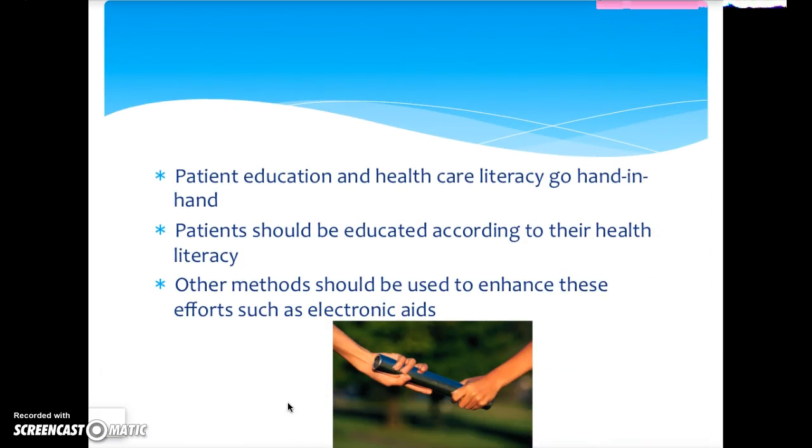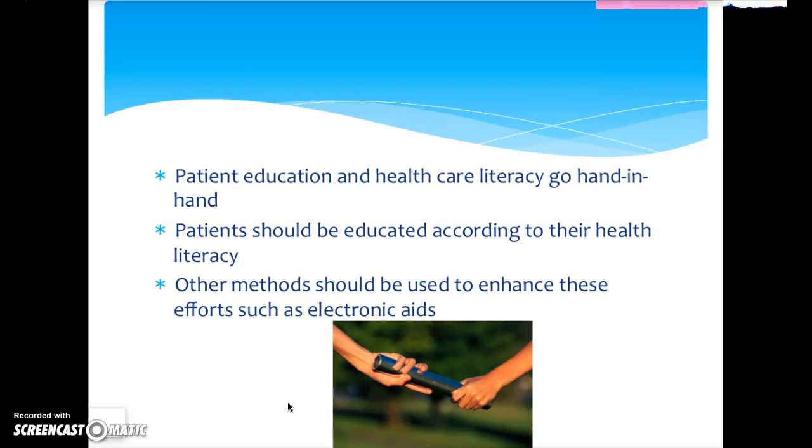And patient education and healthcare literacy really do go hand in hand. You can't have one without the other, really. While patients should be educated according to their healthcare literacy level, those patients that are more literate and more well educated won't be offended by having a simplified version of any patient education handouts. And again, if we can include electronic forms of education or communication with the patients, this is also going to help.